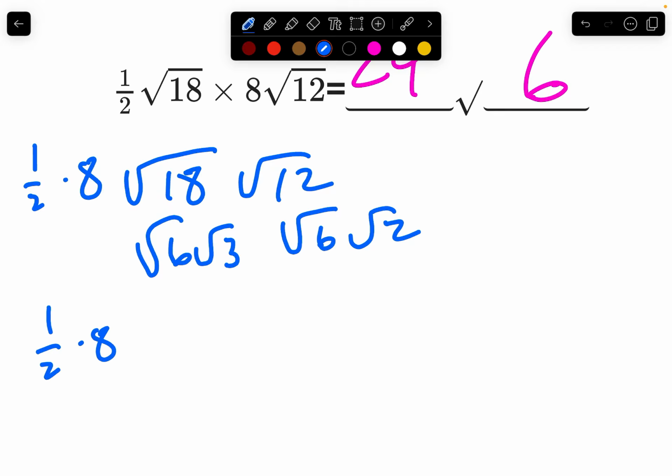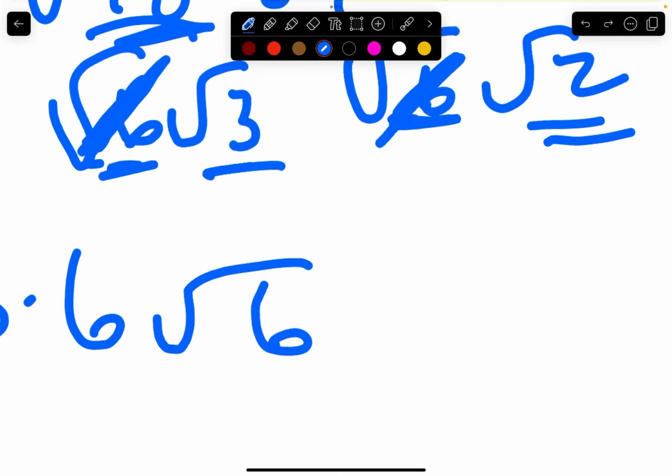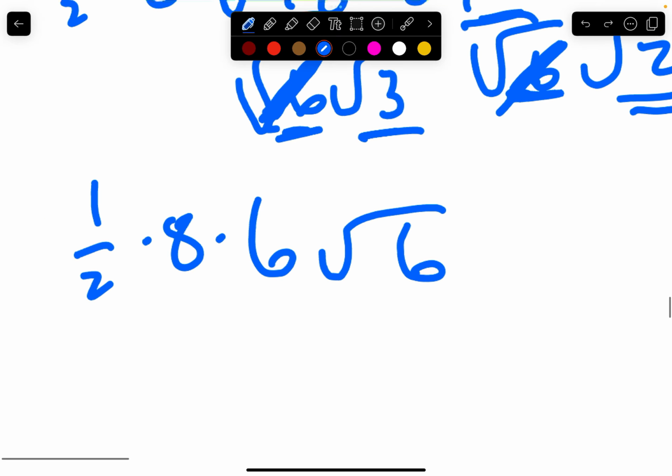That's still there. What is root 6 times root 6? Whole number 6. And then we have root 3 times root 2, which goes back to root 6. So we pull out the common factor 6. Root 6 times root 6 is whole number 6. Root 3 times root 2 goes back to root 6. Are there any numbers that are perfect squares that go into 6? Nope. So that part's done.